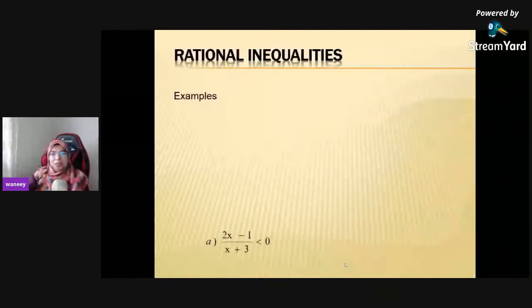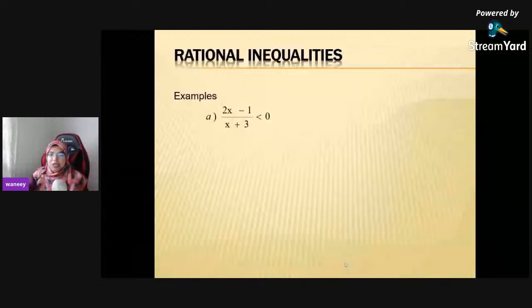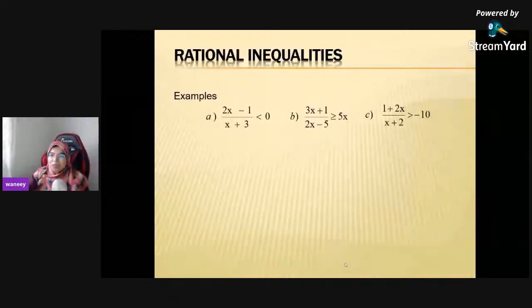Okay, so for example, we have 2x minus 1 over x plus 3 less than 0. So those are rational. 3x plus 1 over 2x minus 5 greater than or equal to 5x. So those are also rational. 1 plus 2x over x plus 2 greater than negative 5. So those are rational as well. So rational is when you have something in fraction. Oh, sebenarnya no.